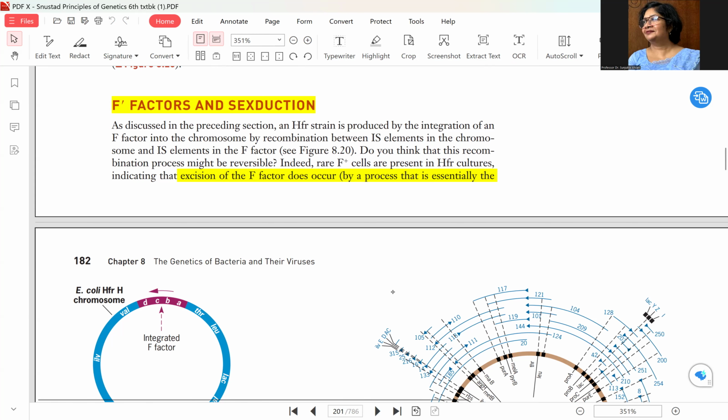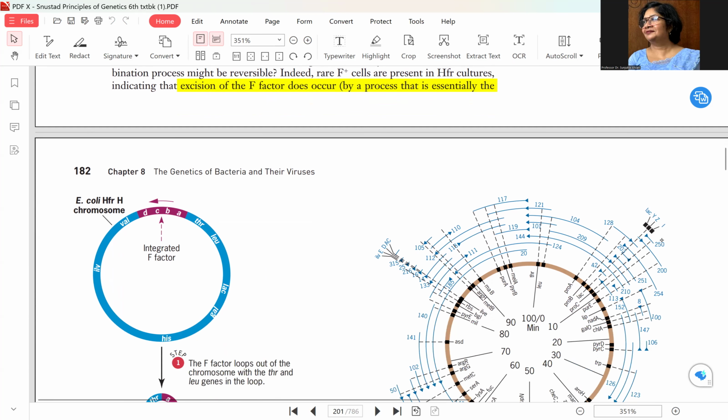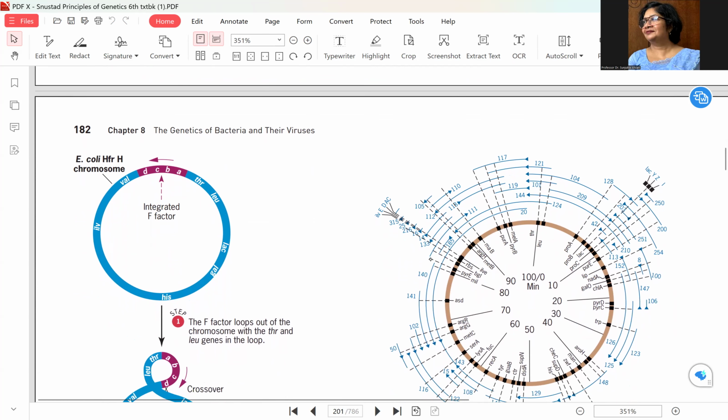In case of partial diploids, sometimes because there is significant homology between the DNA sequence present in the F factor and the DNA sequence present in the bacterial cell, recombination can take place and the bacteria retains only one of the genetic information. It destroys the other genetic information. If that happens, then the bacteria becomes a haploid again. So when the F factor enters the bacterial cell, the bacteria may remain a partial diploid or may subsequently become a haploid if recombination happens between the F factor and the bacterial chromosome.